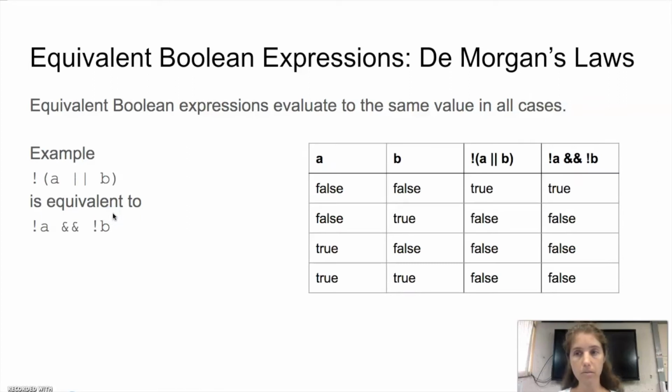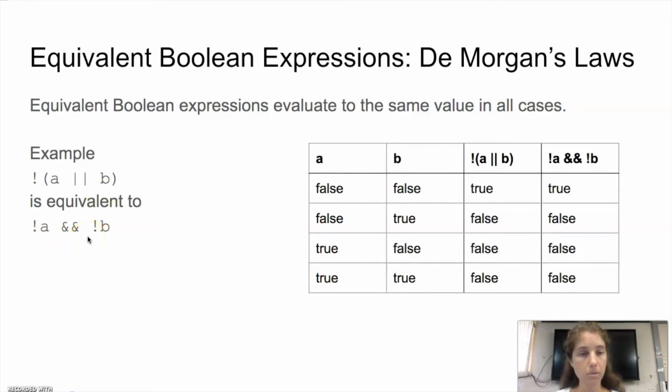To help us evaluate whether or not two expressions are equivalent, we have something called De Morgan's laws. So in this example, A and B, we have to assume, are Booleans. You can also think more abstractly as A and B are Boolean expressions themselves. So if we have the expression not, and then in parentheses A or B, that's going to be equivalent to not A and not B.